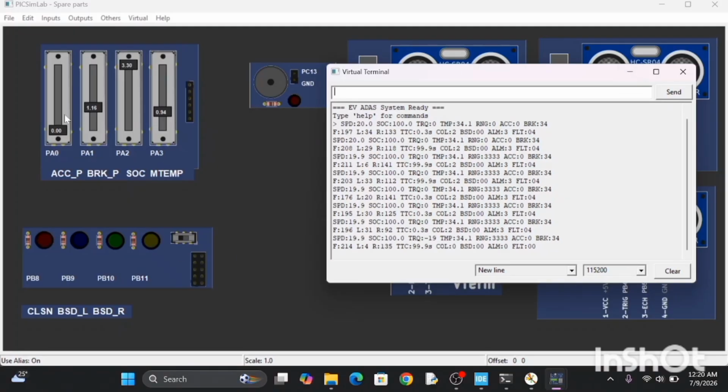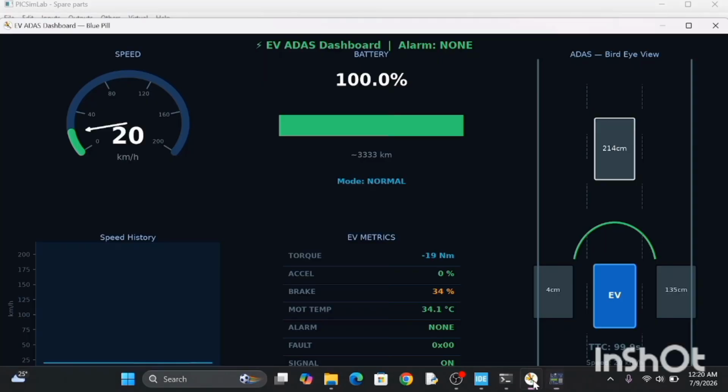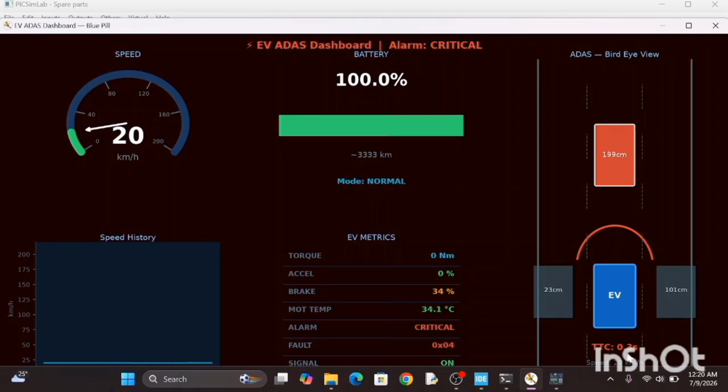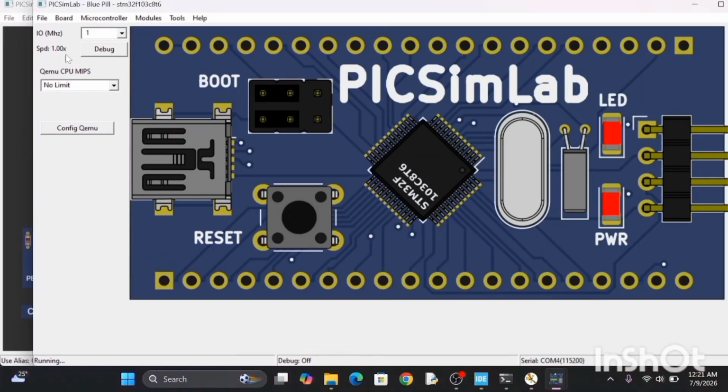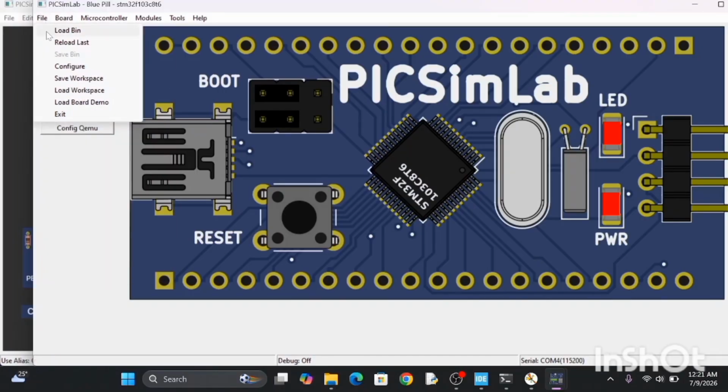So similarly, we can change our potentiometer reading also. And here is our blueprint configuration. Here, if time to collision was 0.33 seconds, we were getting a critical alarm warning. Similarly, we can change our potentiometer readings also. For example, we can put the brake pedal to zero and just increase our ultrasonic distance sensor also like this. And then we can again upload our binary file to get the updated values.